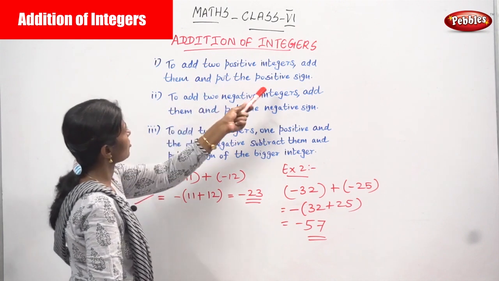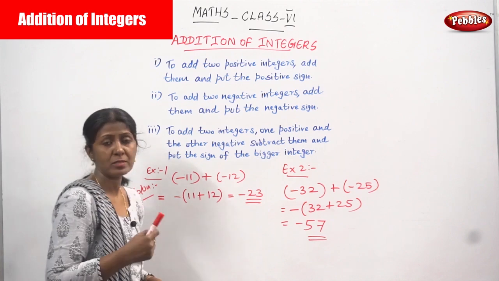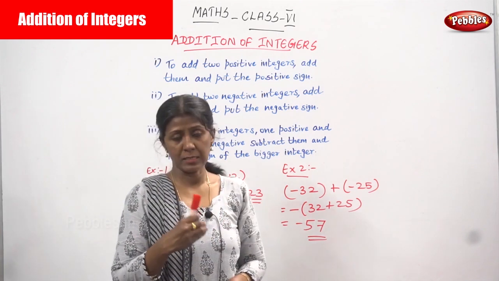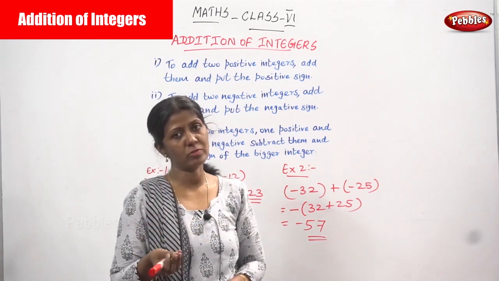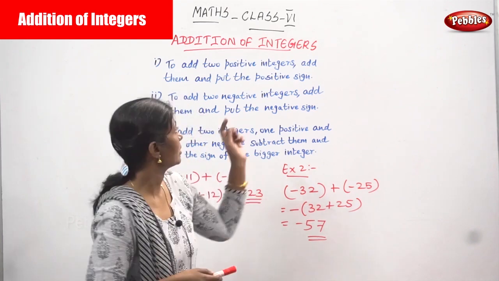To add two positive integers, add them and put the positive sign. Suppose you are going to add two positive integers. In such a case, you must add the numbers, then you have to put the positive sign. That is what they mention.